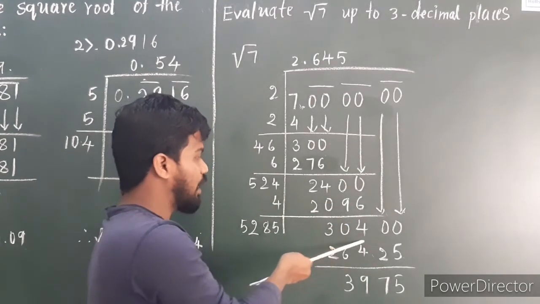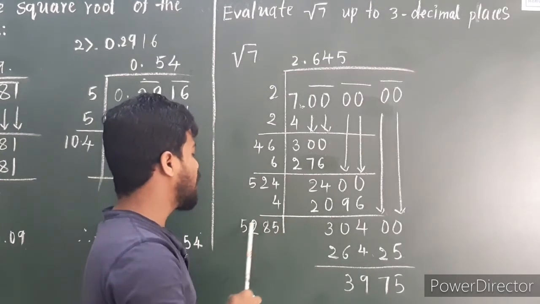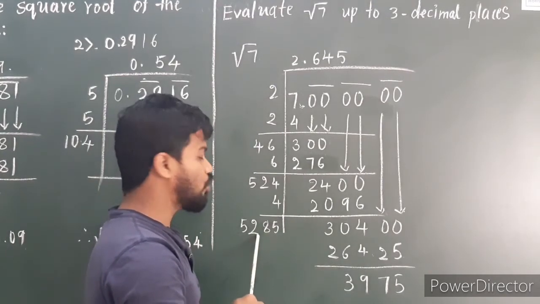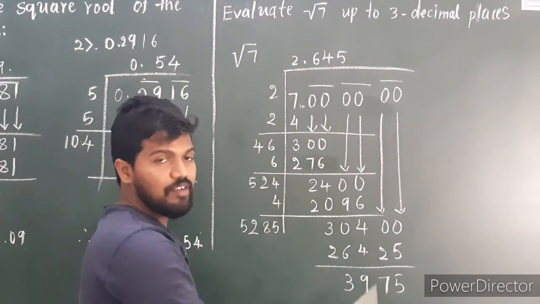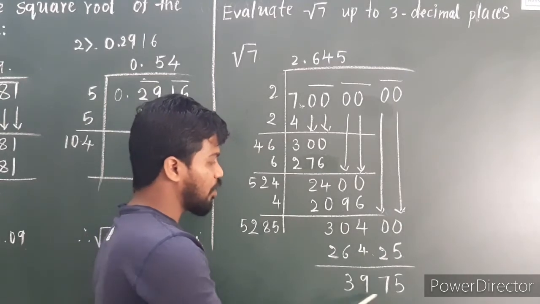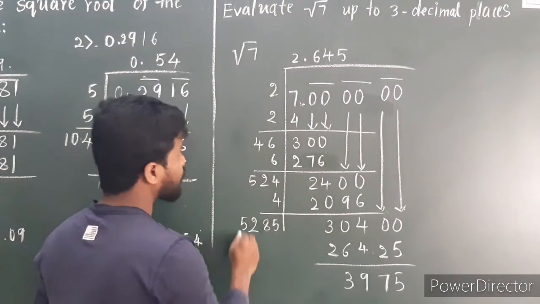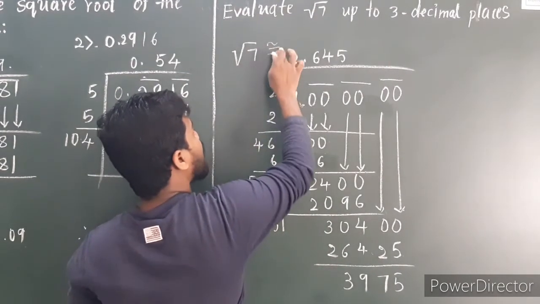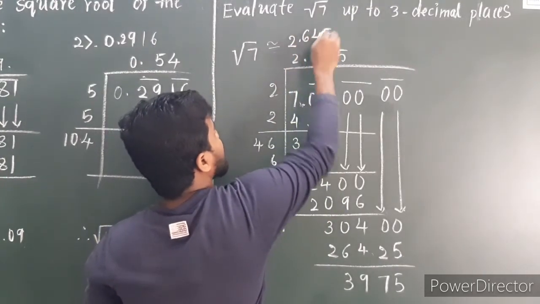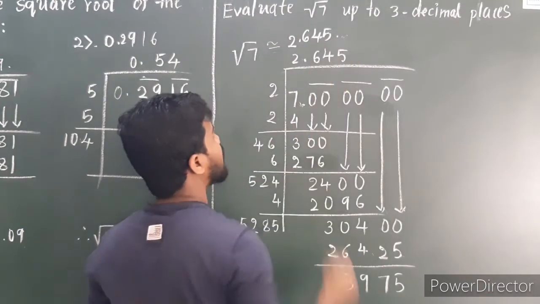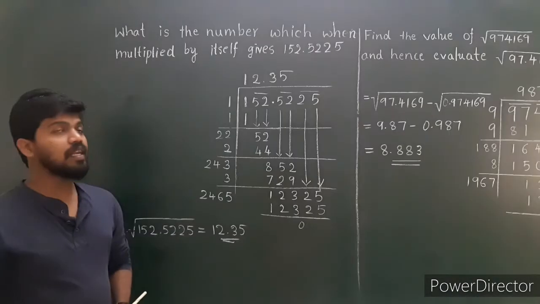The next 2 zeros you take here. So 4 plus 4 you get 8, 528. So next 5, 5028. 5285 into 5 you get 26,425. The final remainder you get 3,975. Therefore root 7 is nearly equal to 2.645. You get some more decimals, but they ask only 3 places. 2.645. Okay, the next problem.